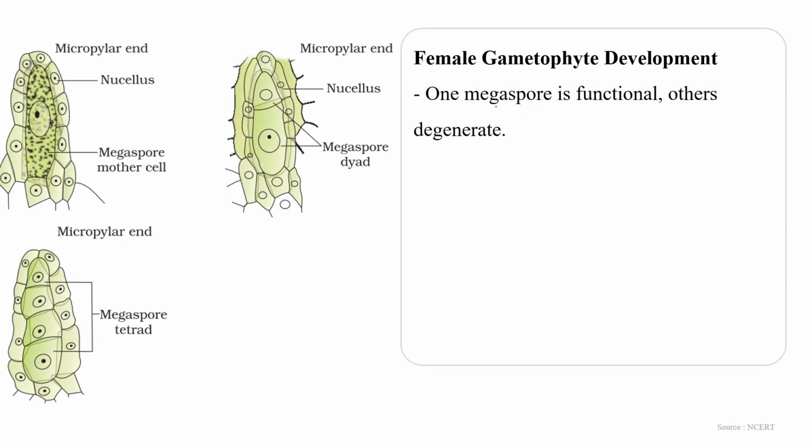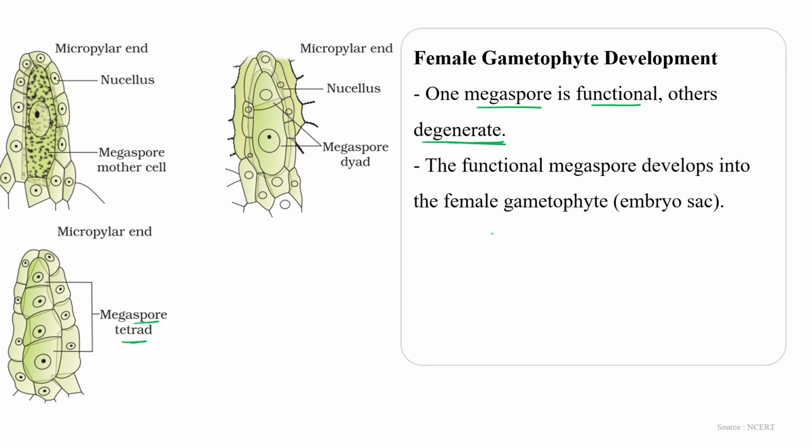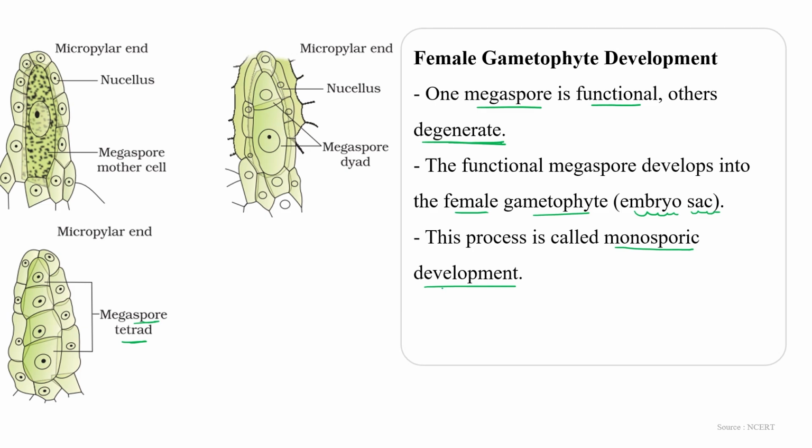Now female gametophyte development. One megaspore is functional, others degenerate. These are the megaspore mother cell. This is the nucellus, this is the megaspore mother cell. Only from 1 to 4 is the megaspore tetrad. Now we can use the term tetrad. So one megaspore is functional, others degenerate. The functional megaspore further develops into the female gametophyte, or we can say embryo sac. Clear? And this process is known as monosporic development.